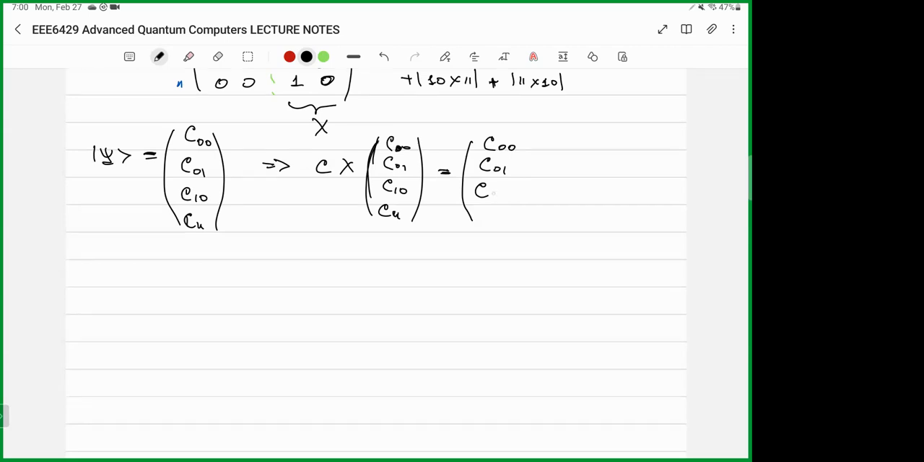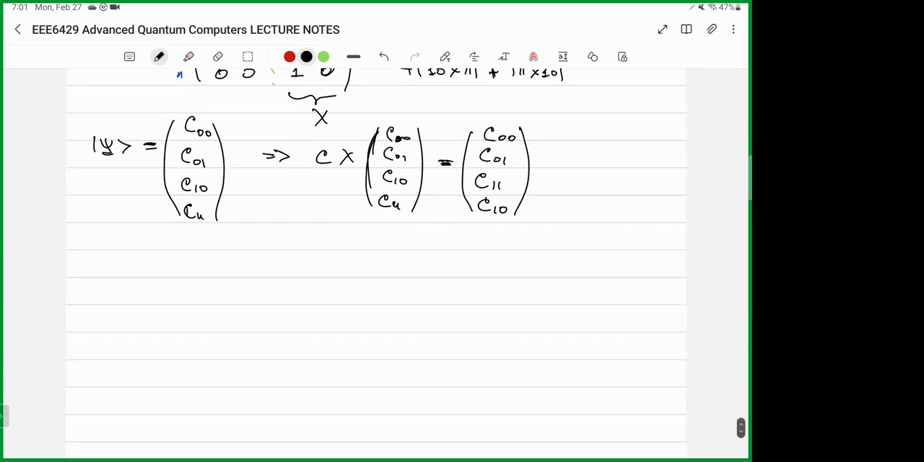So this element turns to C11, and this one turns into C110. This is the result. This is the result for the arbitrary 2-qubit state vector.